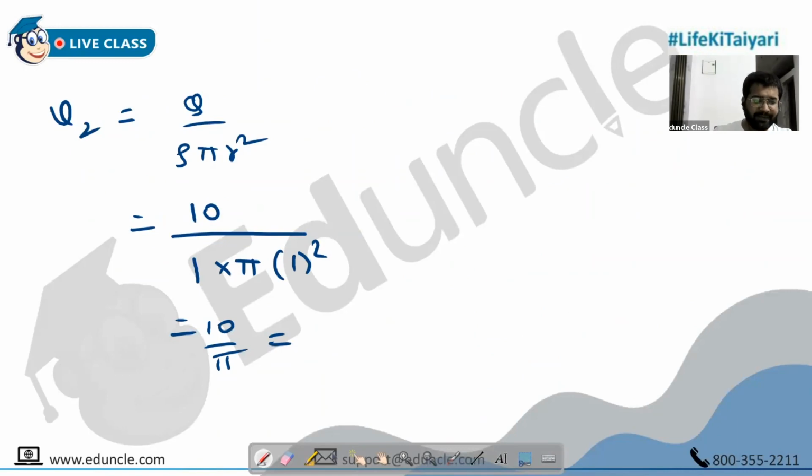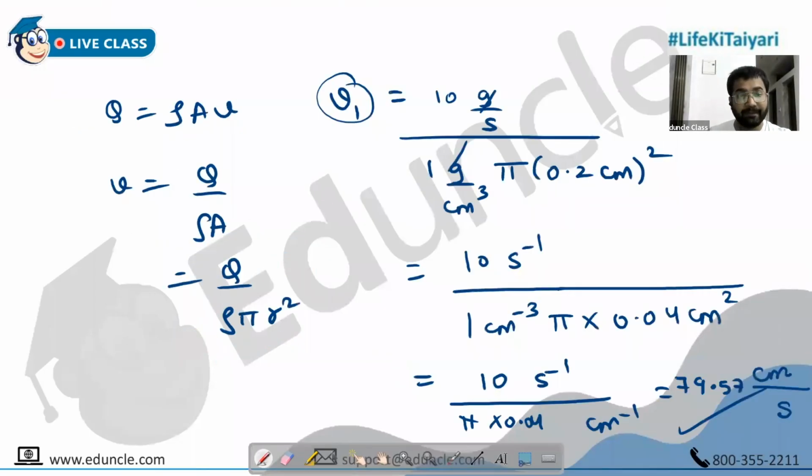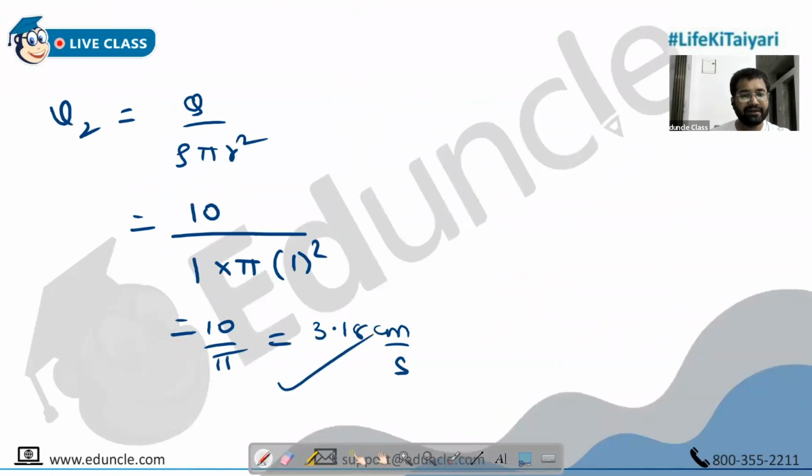So velocity will be massively reduced. This is just 10 divided by pi, 3.18. So this is 3.18 centimeter per second. Don't you think this is again logical that the velocity will be massively reduced? If the pipe is thinner, you know how fast the water can move. If the pipe is thicker, velocity will be very slow, which is very logical. Initially the velocity was 79.57 centimeter per second. Now the velocity is reduced to 3.18 centimeter per second.